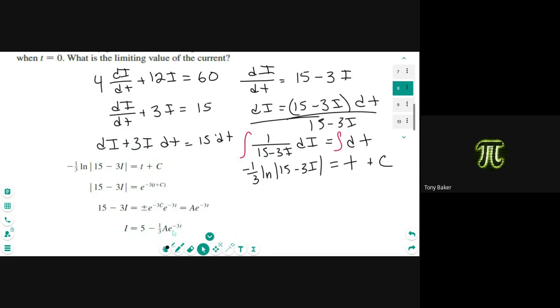Now, if I did the limit of this, what's e to the -3t going to go to as it goes to infinity? That's going to go to 0. So this piece is going to go to 0. So i goes to 5.